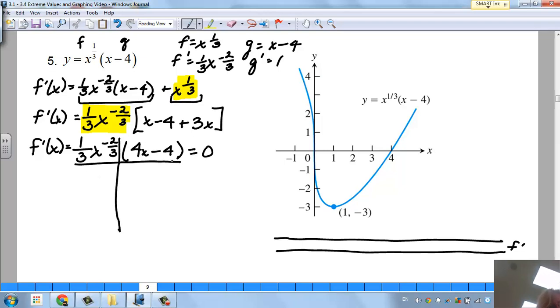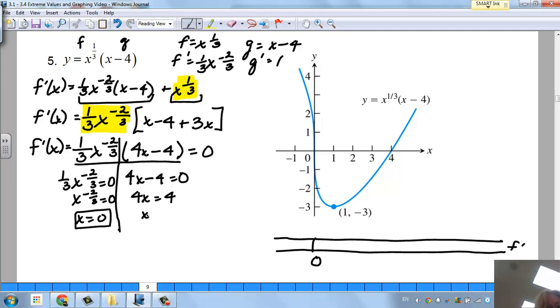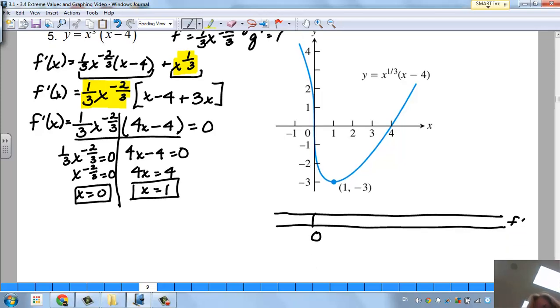Make a big T here. When I do, 1/3 x to the negative 2/3 is going to equal 0. Multiply both sides by 3. So I have x to the negative 2/3 equals 0. Raise both sides to the negative 3/2. I have x is 0. So I have a point here at 0. And then I have 4x minus 4 equals 0. 4x equals 4, and x is going to equal 1. So there are the x values of perhaps 2 critical points. So I have a 0 and a 1 here.